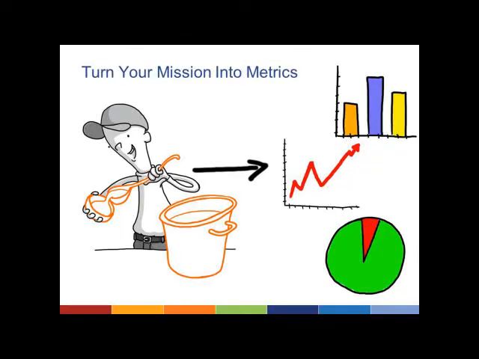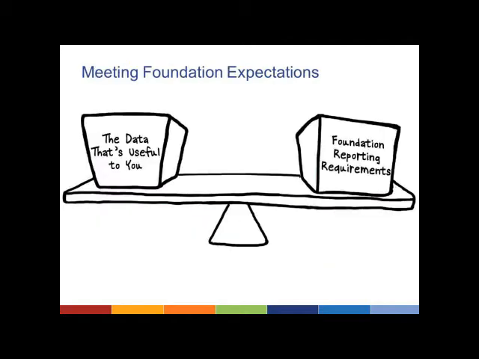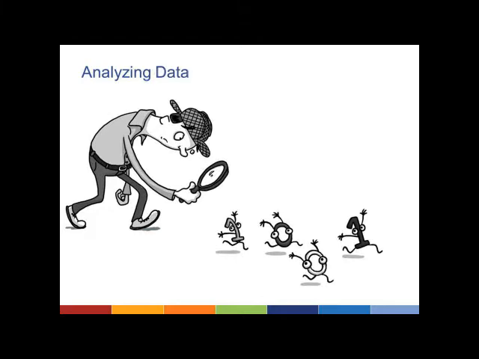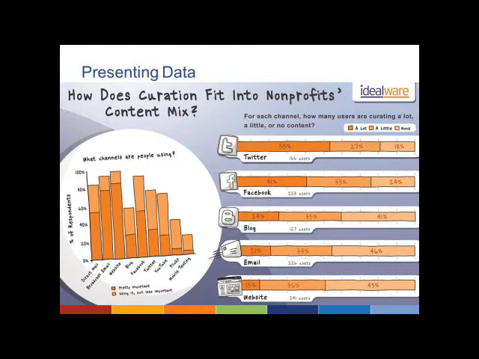We'll start by thinking through how to translate your mission into things that are actually measurable, and then go into how to balance your needs to actually improve your own programs with foundations' expectations of you. We'll look at all the different places that your data might live in your organization, and then how to analyze and make sense of the data you have. We'll look at presenting your data to funders and constituents to help tell a story with your data.